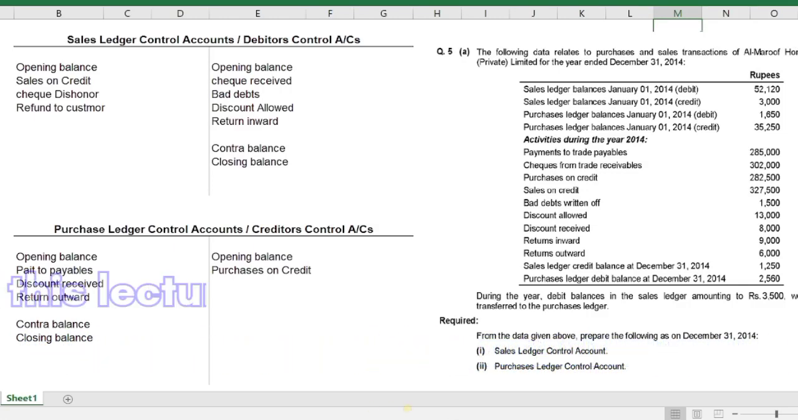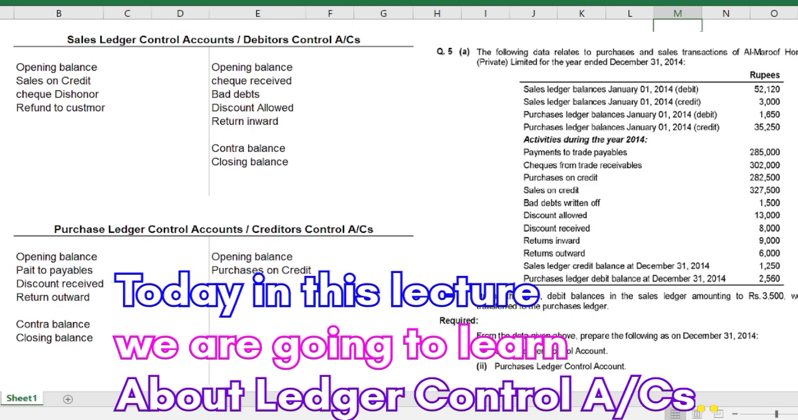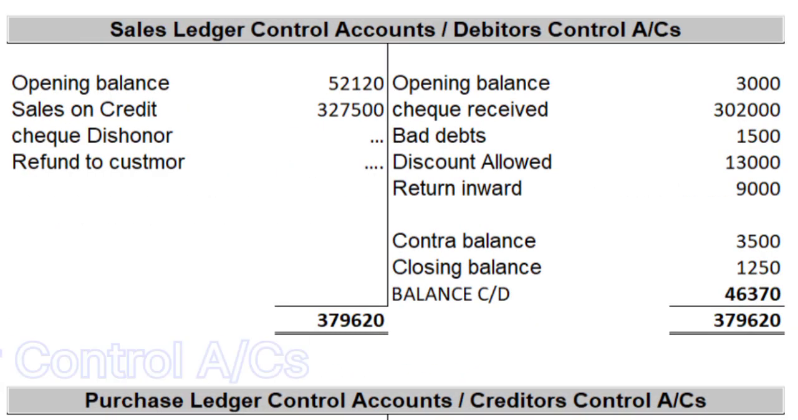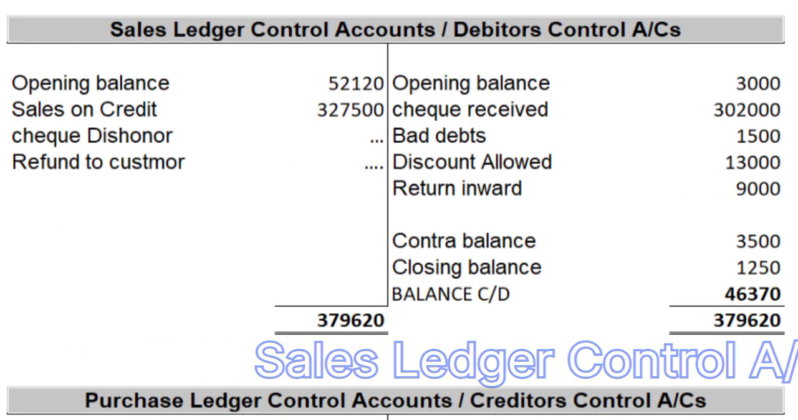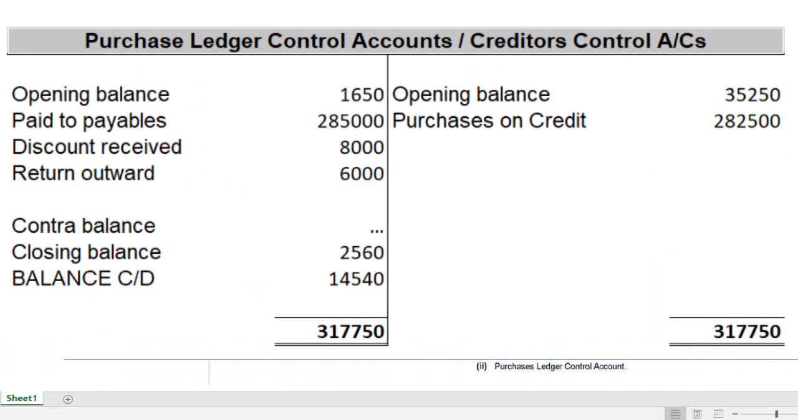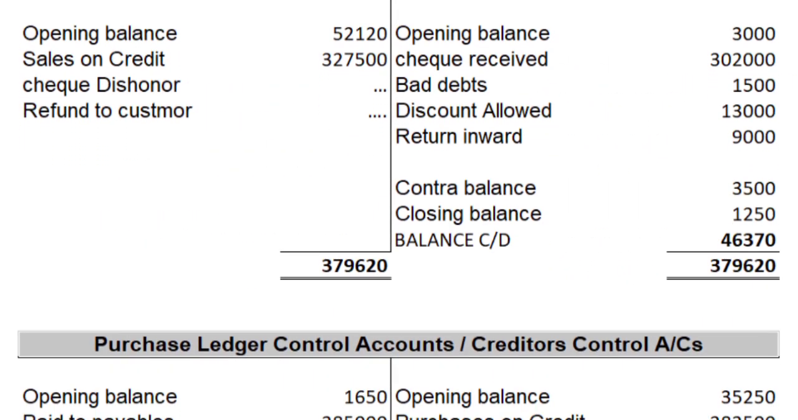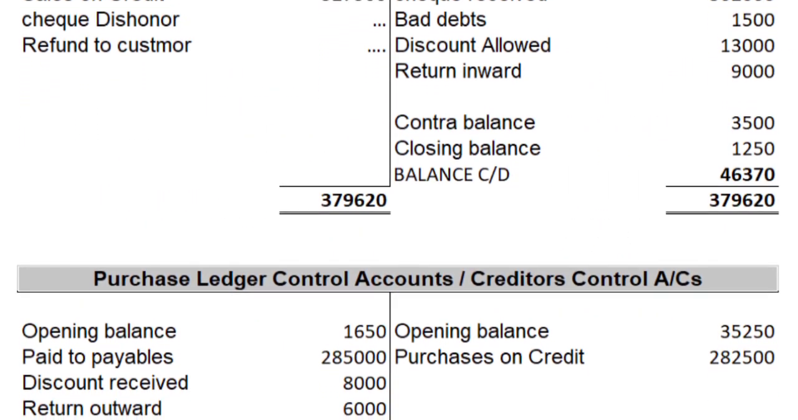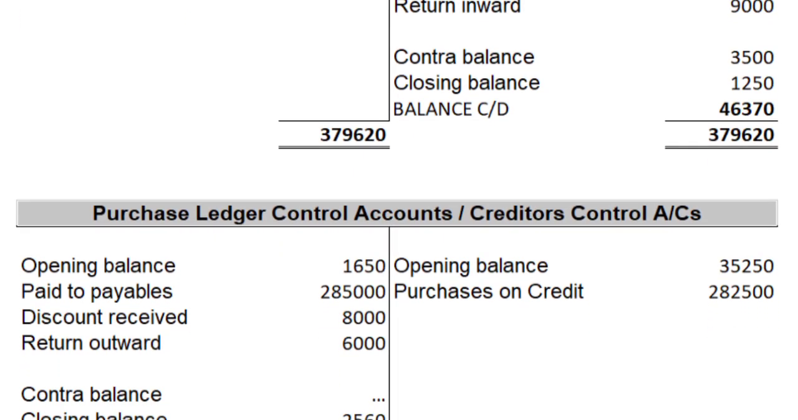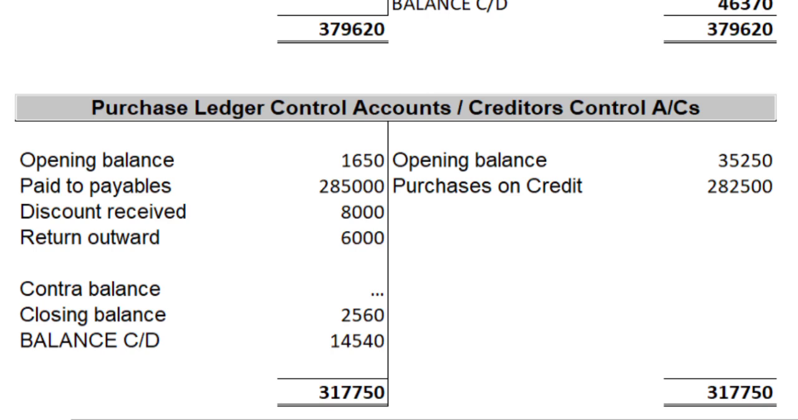Today in this lecture we are going to learn about a major topic of financial accounting, which is ledger control accounts. We will learn how to prepare sale ledger control accounts and purchase ledger control accounts. Today it is a very important lecture. I am sure that if you take this lecture with your full concentration, you will never make mistakes in the preparation of ledger control accounts, sale ledger control accounts and purchase ledger control accounts.